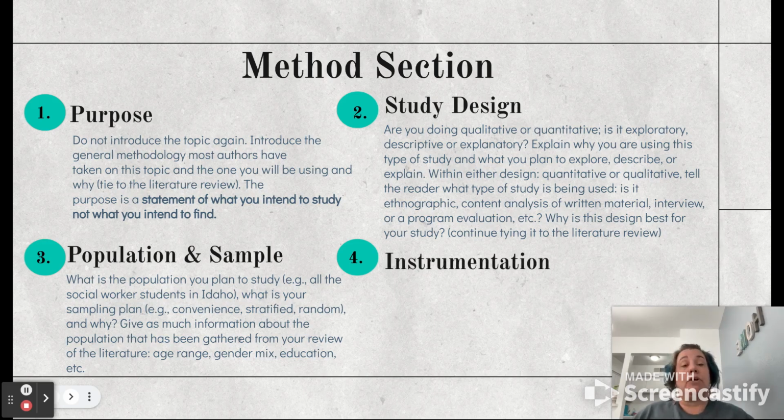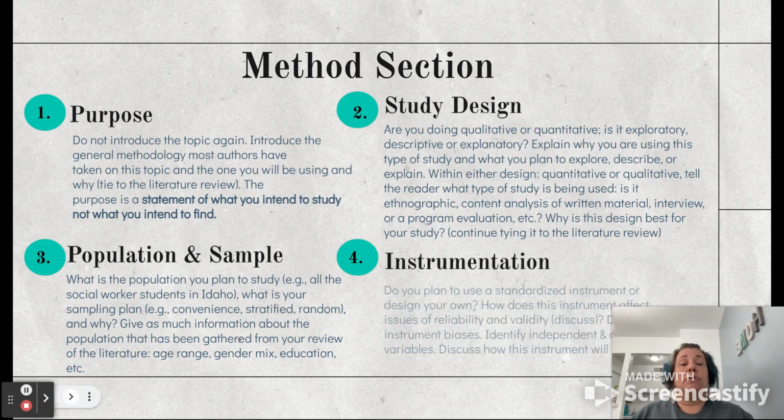Under that will be your instrumentation. So this is where you're telling what you plan to use. Do you plan to use a survey to collect your data? Do you plan to take observational notes? Are you going to be there and observe? So what type of instrumentation would you use? It may be a combination. For example, you might plan to do a survey, but also do an interview. So just whatever you would plan to use, that's where you put it here.